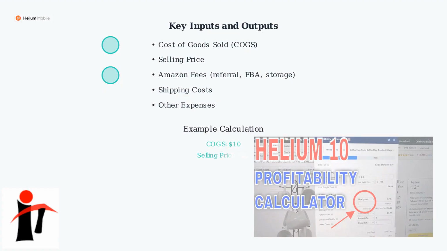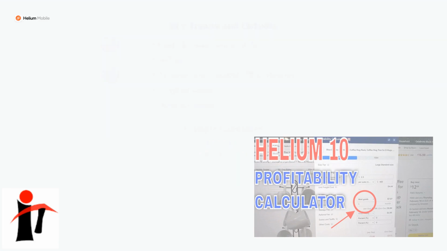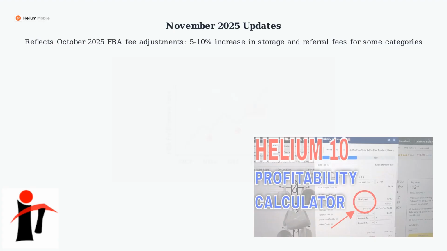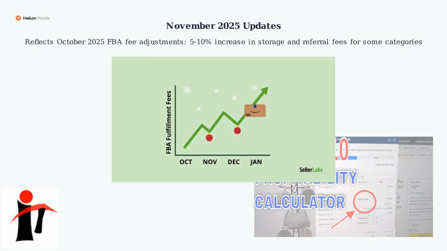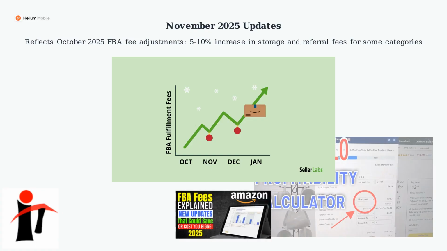For example, with a COGS of $10, selling price of $25, and fees of $8, the net profit would be $7. As of November 2025, the calculator has been updated to reflect the latest Amazon fee structures, including the October 2025 FBA fee adjustments that increased storage and referral fees by 5 to 10% in some categories. These changes affect profitability calculations and are shown in the tool's interface.